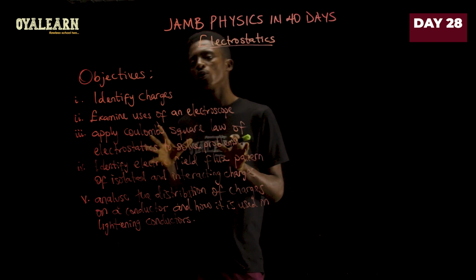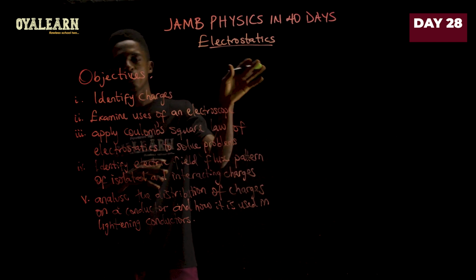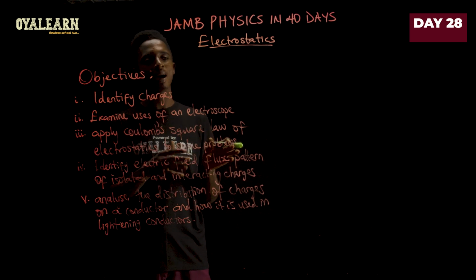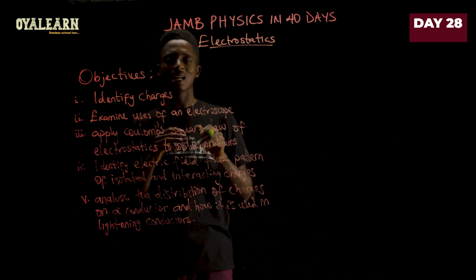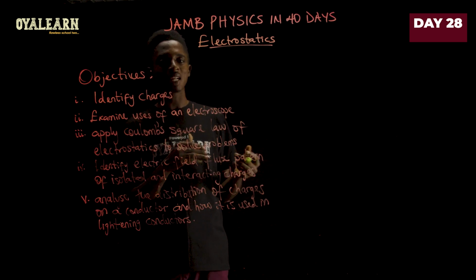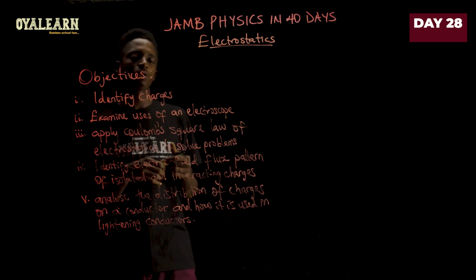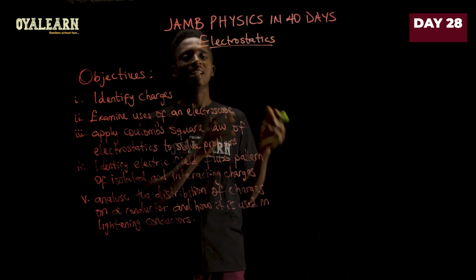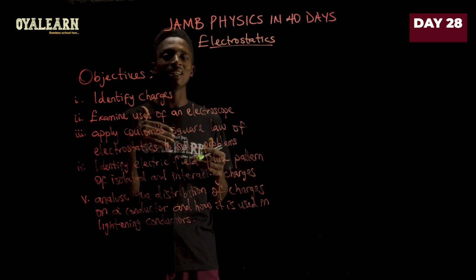Now, what we are doing in day 28 is electrostatics, and what is expected of every Jamb candidate taking the exam regarding this topic is that you should be able to identify charges. Now, when it comes to electrostatics, we recognize two types of charges. We have positive charge and negative charge. You should be able to identify this.